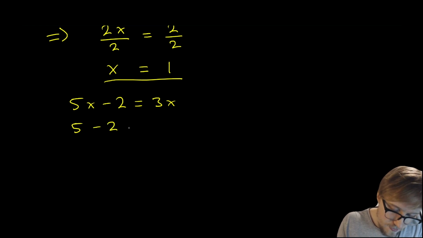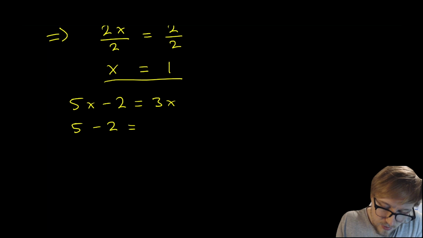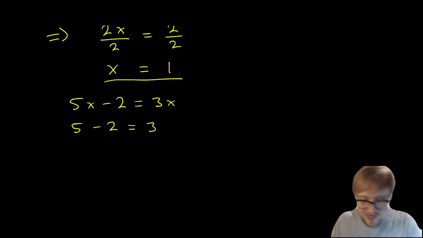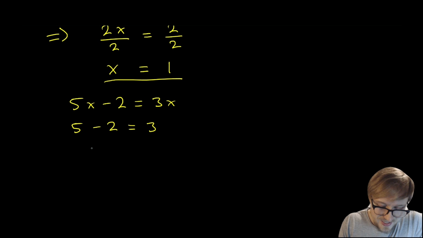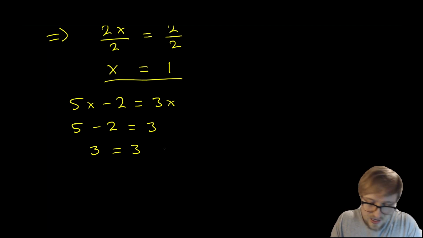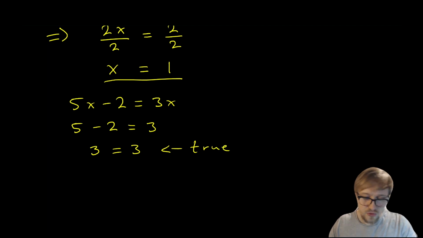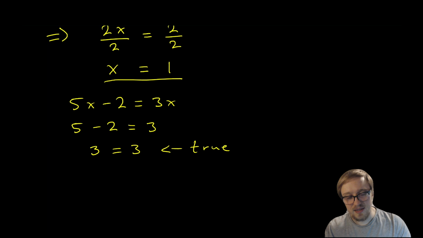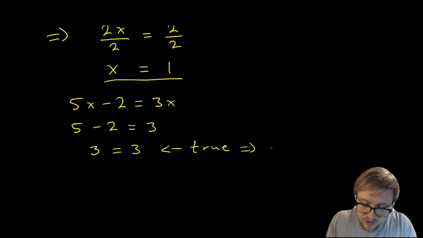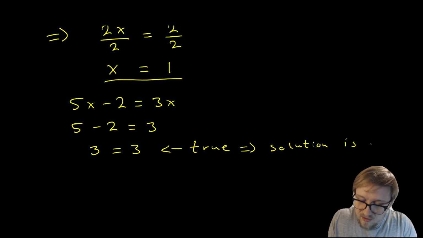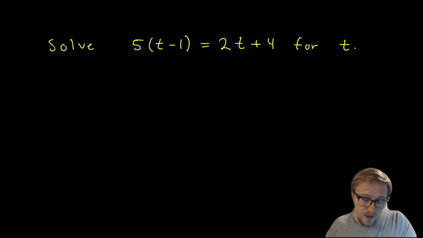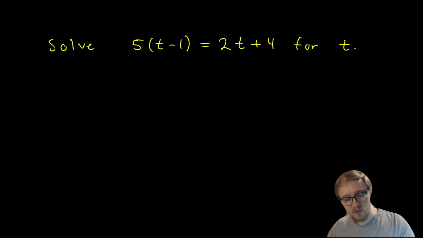5 times 1 minus 2 is equal to 3 times 1. Simplifying both sides, we're going to have 5 minus 2, which is going to give us a 3. And we're going to be left with a 3 on the other side. So we're going to have here a true equation after plugging in the solution. So we can conclude that the solution is correct.